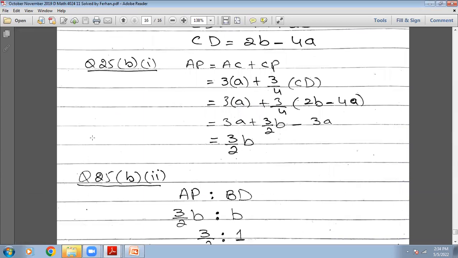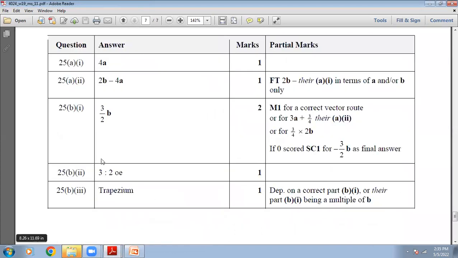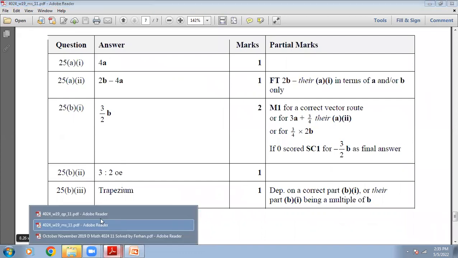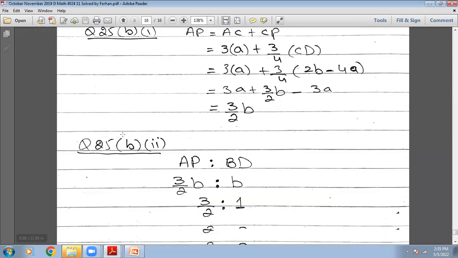So AP will be equal to the AC plus the CP. So it will be 3A plus 3 by 4 of the CD. 3A plus 3 by 4 of the CD, whose value is 2B minus 4A. So you will have 3A plus 3 by 2 B minus 3A. So 3 by 2 B is the right answer, sir. So I can show you that the answer is right, 3 by 2 B. Okay, the next question is coming up on the screen.